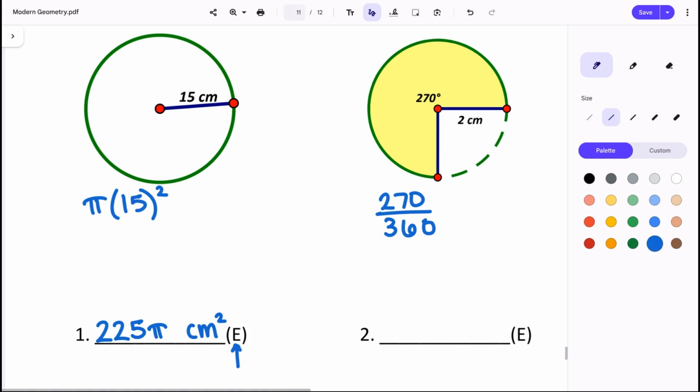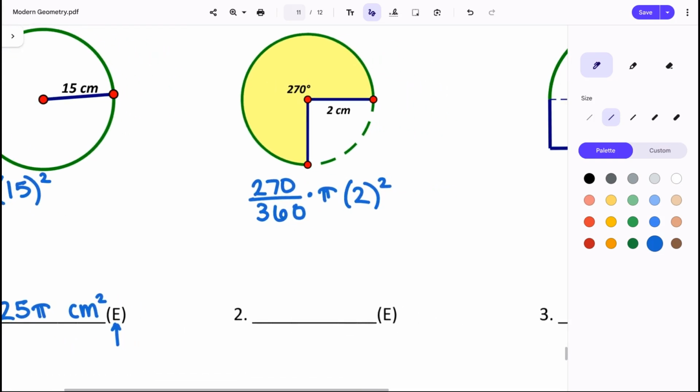And then what? Times what? Pi r squared. What is the r? 2. Again, we're not multiplying with pi because they want me to have an exact answer again. So 2 squared is 4, and you're taking that times that 3/4 or 270 over 360. That just becomes a 3? Yeah. And then what's attached to my 3? Pi, and my label? Centimeter squared.